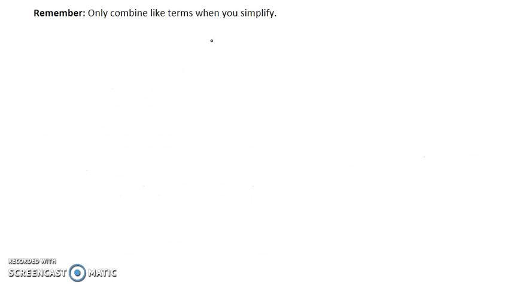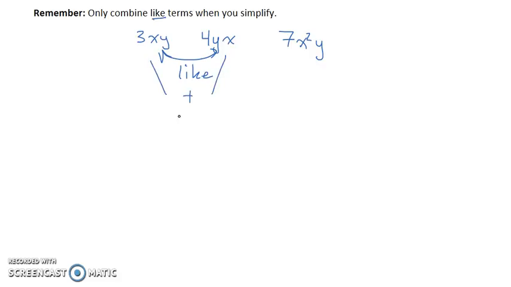And again, I just want you to remember that we only combine like terms when we simplify. So 3xy and 4yx are like terms, but these are not like 7x squared y. Those are not the same terms. So we could combine 3xy and 4yx, and if we added those together, we would get 7xy. But we cannot add the 7x squared y to those two other terms. So let's look at some exact examples of adding and subtracting polynomials.